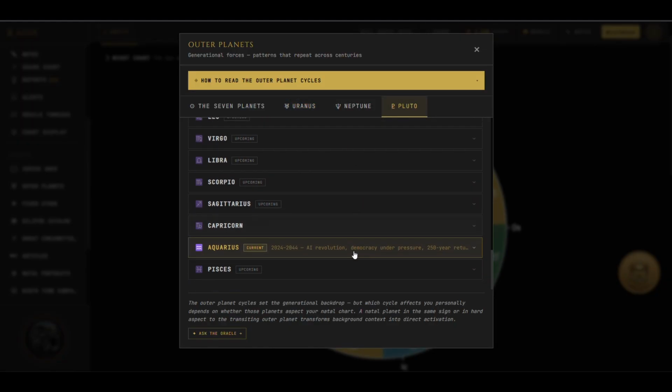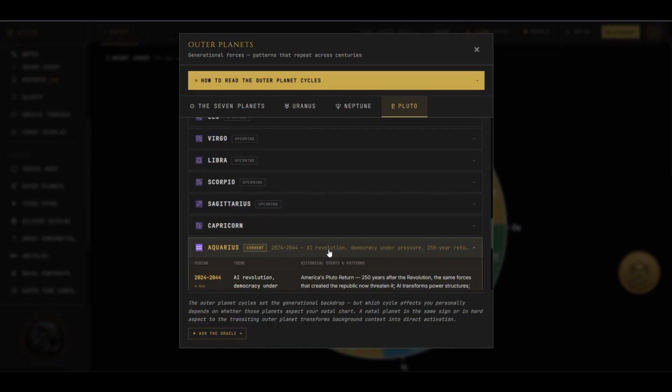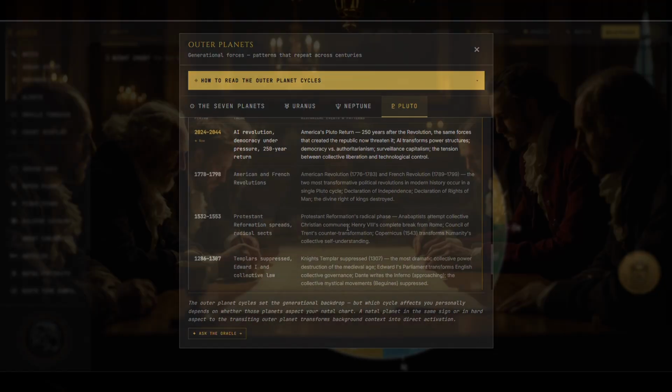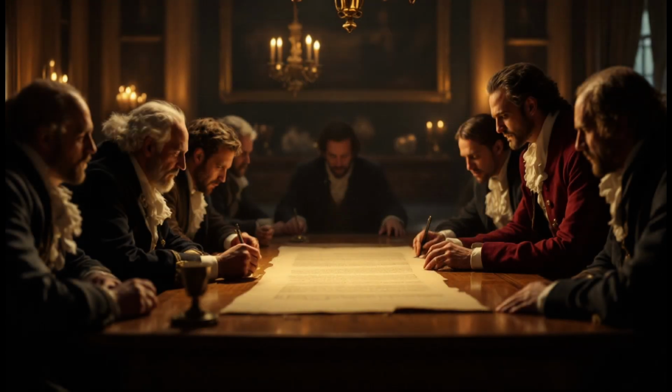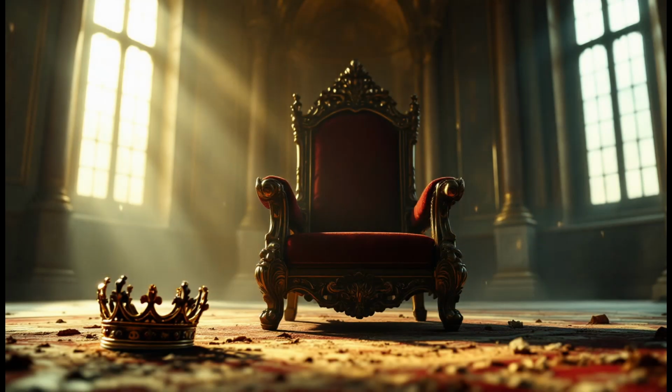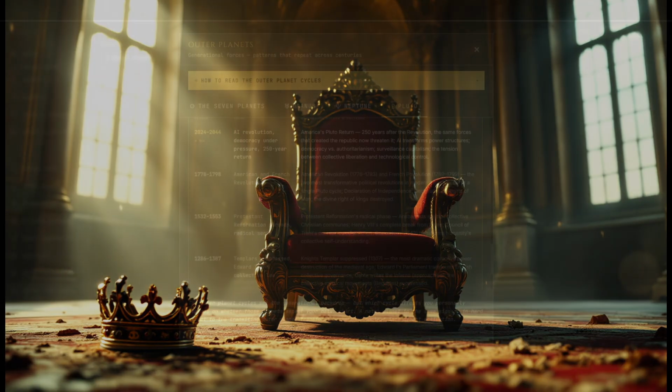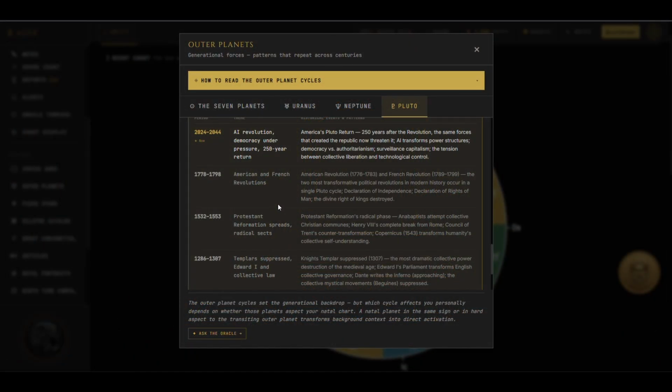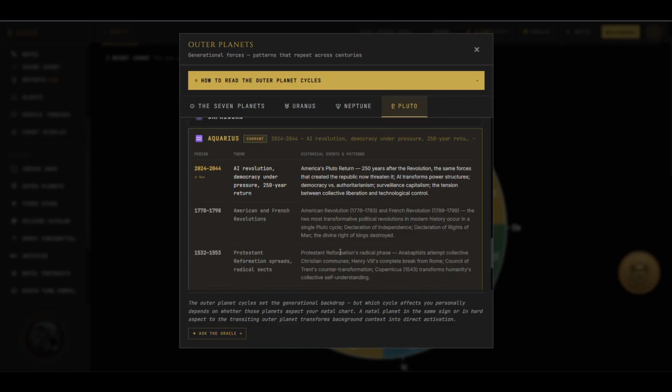Pluto takes 248 years to orbit the Sun. The last time Pluto was in Aquarius was 1778 to 1798, the era of the American Revolution, the French Revolution, the overthrow of monarchical systems across the Western world, the era when the radical idea that ordinary people could govern themselves replaced centuries of assumed hierarchy.